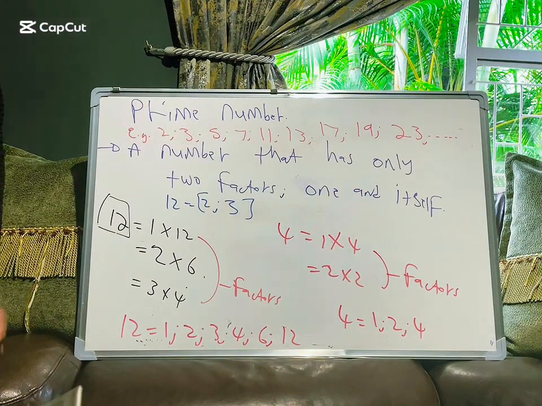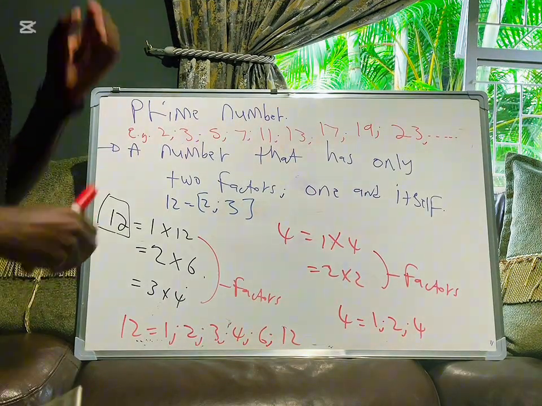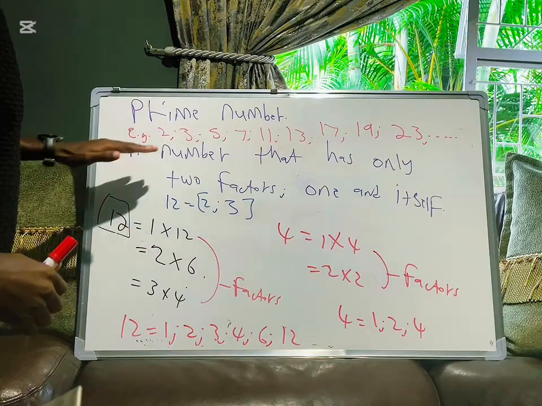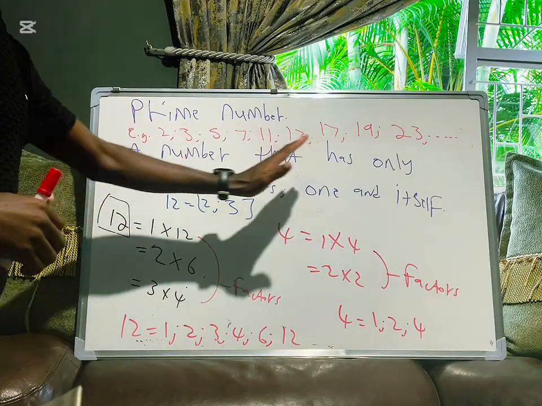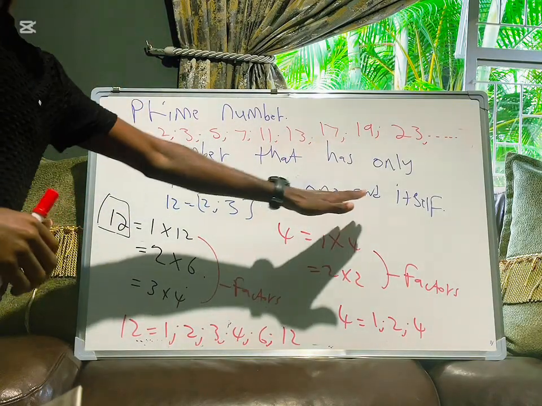So, important stuff. Just a quick one. What is a prime number? We say that a prime number is a number that has only what? Two factors, one and itself.